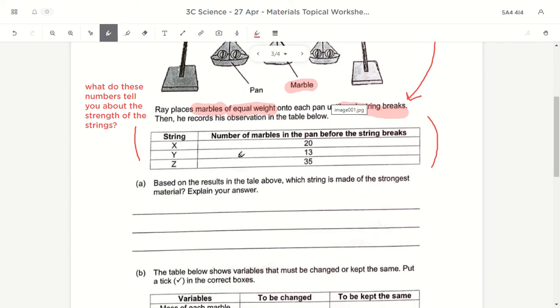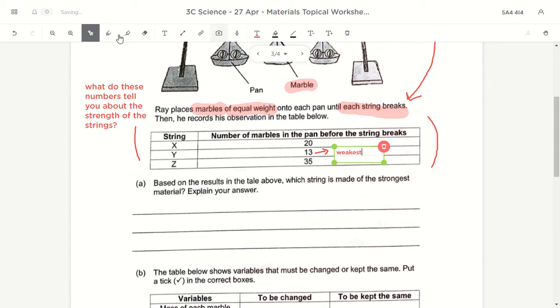So he records the observation below. X can carry 20 marbles before it breaks. Y can carry 13. Z can carry 35. It is not the absolute raw number that matters, but really who can carry the most and who can carry the least. So from these numbers, I can tell that Y is the weakest because it can only hold the least number of marbles before it breaks.